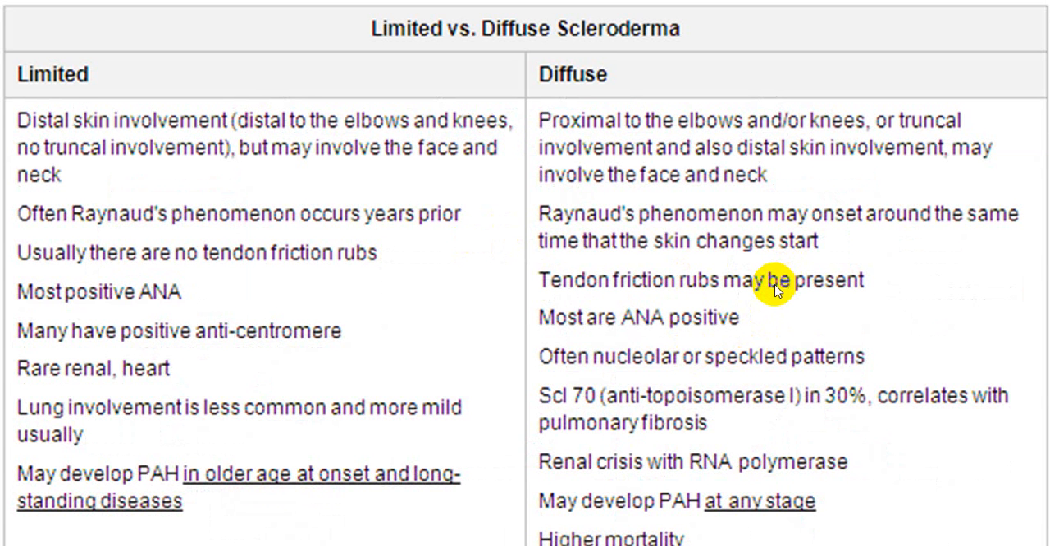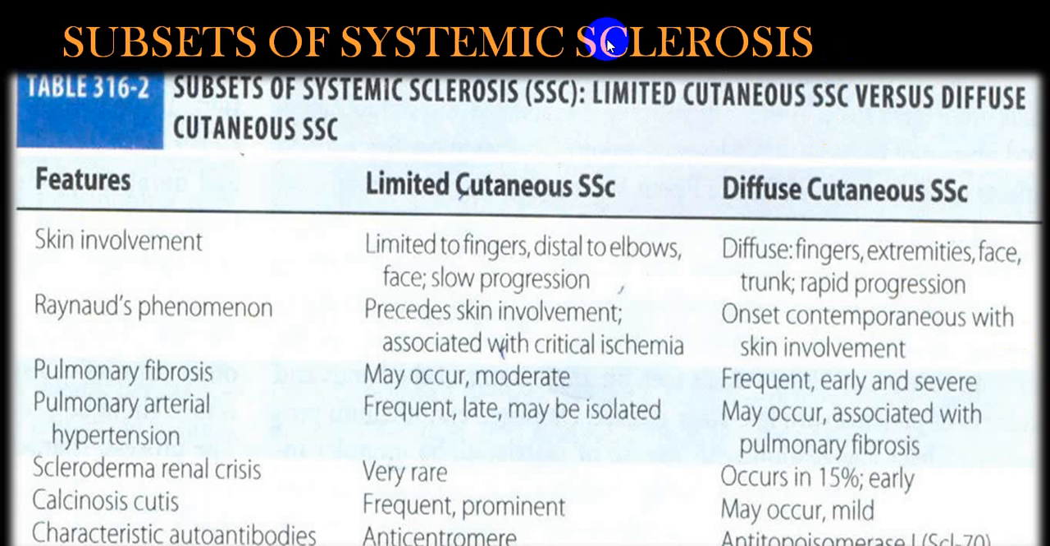ANA, anti-nuclear antibody, will be positive in both. In limited variety, skin involvement and musculoskeletal involvement are less, while in diffuse they are more. Raynaud's phenomena is there in both varieties. Renal involvement is very rare in limited variety, while renal involvement is quite common in the diffuse variety. So do keep it in mind and try to differentiate between the two.